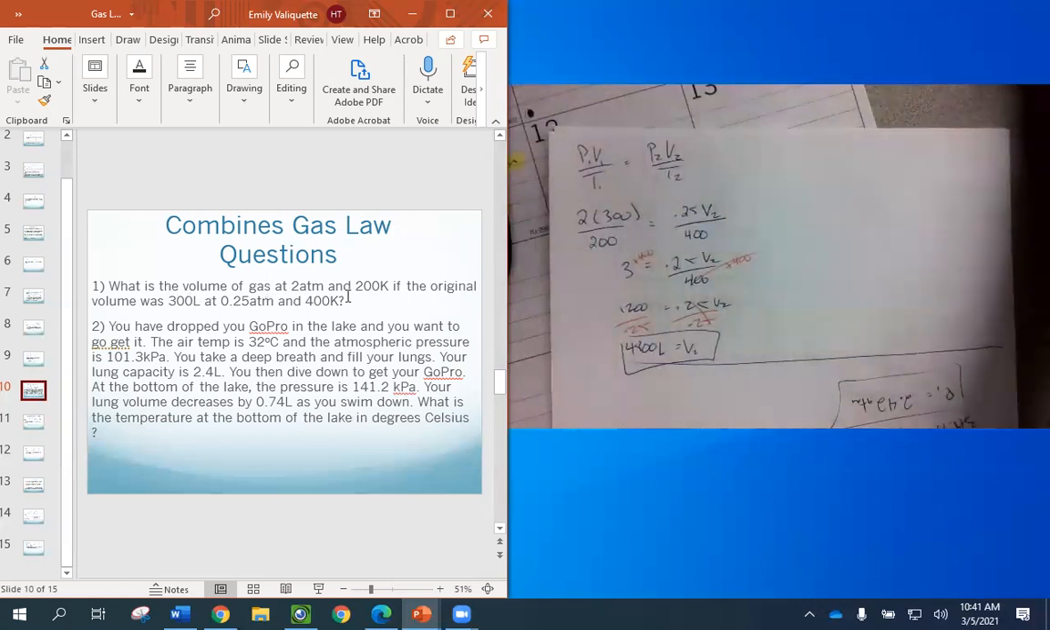Okay, so the next one's a little bit wordy, but there will be some questions like this on your tests and quizzes and stuff. So read through this and see if you can solve it. Pause here and then come back when you're done.